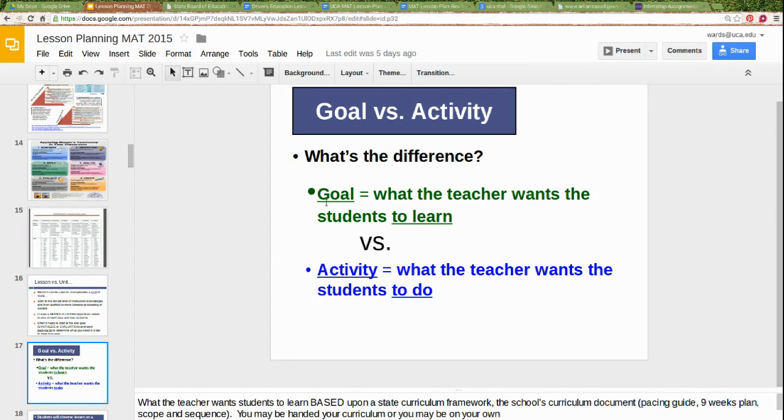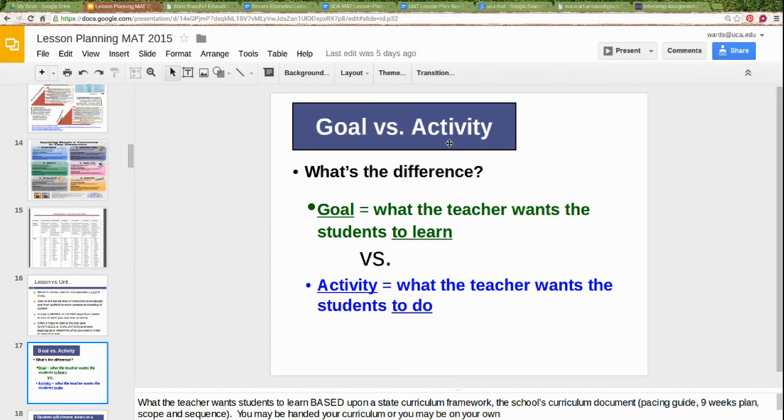Now we're going to practice picking out goals versus activities. I'm using a couple of words interchangeably, so let me make sure that when I say the word goal, I also mean the objective of the lesson, the one that you write that goes in the box that you share with students. So objectives, goals, outcomes all mean the same thing.